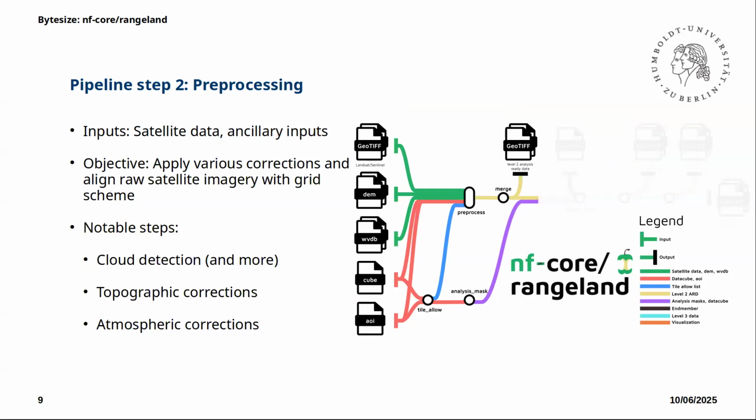So next up we have one of the more important steps of the pipeline, which is the pre-processing. Here we actually read the satellite data and the optional inputs. And then we apply various corrections and also align the input data with this grid scheme. And we also chip the input data. We will see an example of this in a minute. And there are some notable steps here, which is cloud detection. It says "and more" on the slide, because cloud detection in Earth observation also includes things like cloud shadows or snow detection. Then we have topographic and atmospheric corrections.